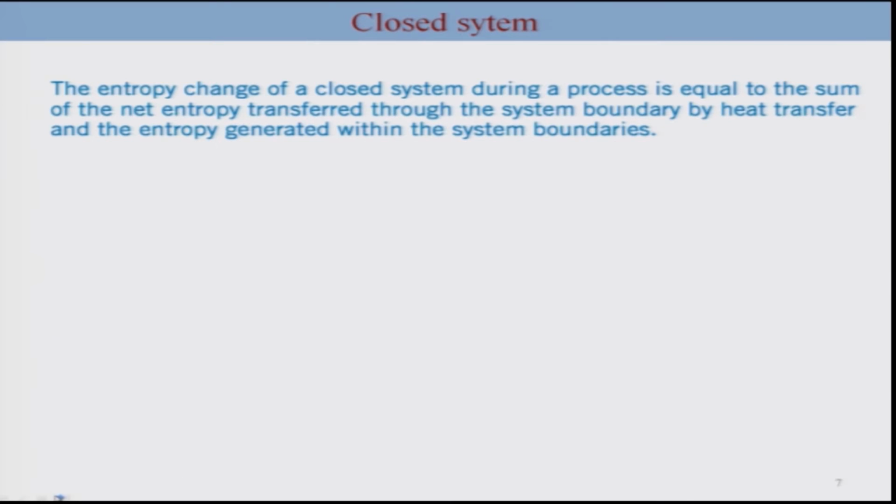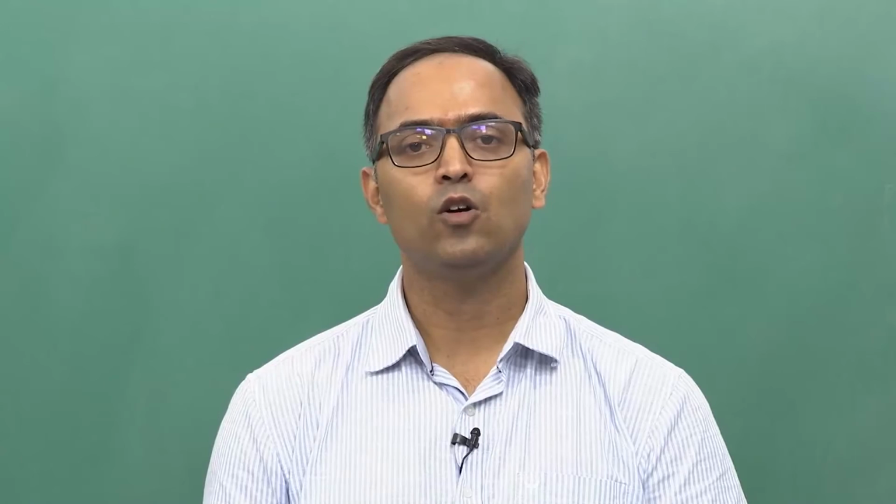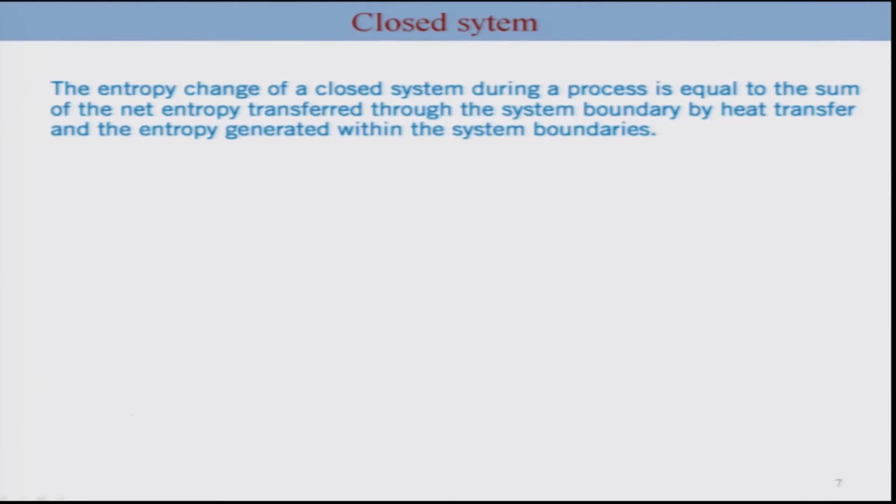Now we can specifically look at a closed system, and later we are going to look at the control volume or open system. For the closed system, your mass contribution is 0. The entropy change is only due to the heat transfer or heat interaction. So the entropy change of a closed system during a process is equal to the sum of the net entropy transfer through the system boundary by heat transfer and the entropy generated within the system boundary.